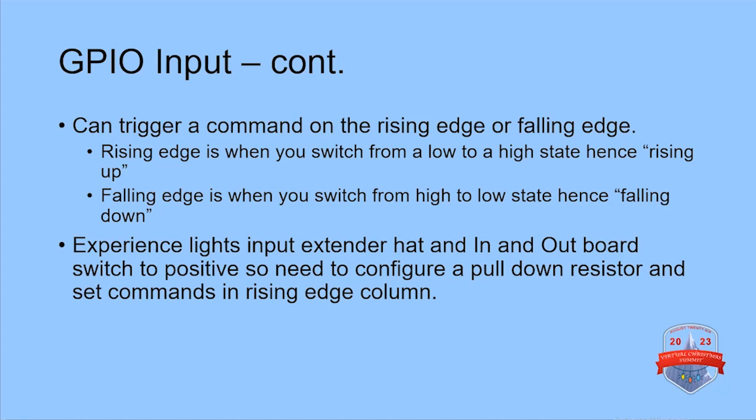Just to note, the Experience Lights input hats and their in and out boards do switch to positive. So if you're using those devices, you always want to configure a pull down resistor. And then you'll set up your commands in the rising edge column. That way, when you push the button, it's going to rise up and trigger that command. And then when you let go of the button, it's going to fall down.